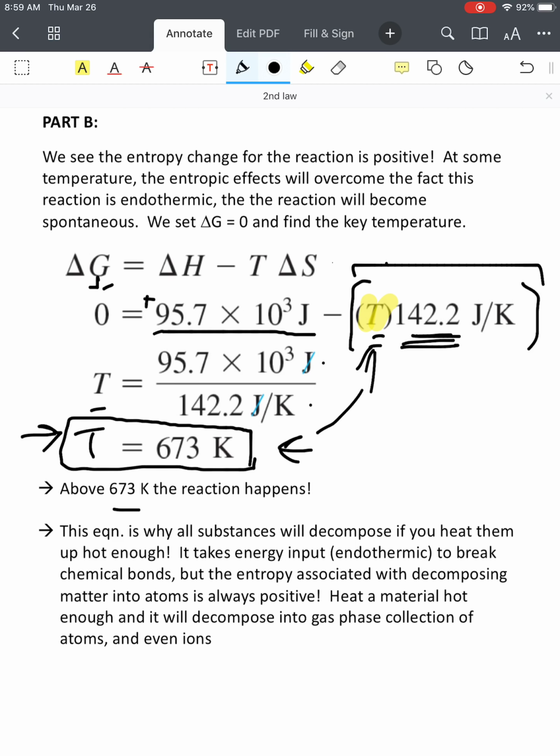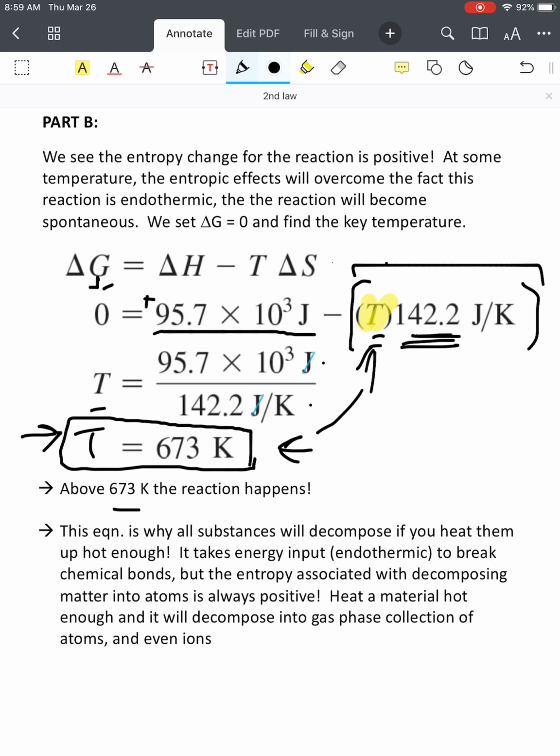So interestingly enough, what I've done here is I predicted the temperature at which this reaction will become spontaneous. At low temperatures, room temperature, say the 25-degree case that we considered first, that reaction was not spontaneous. But if you heat stuff up enough, it will become spontaneous.